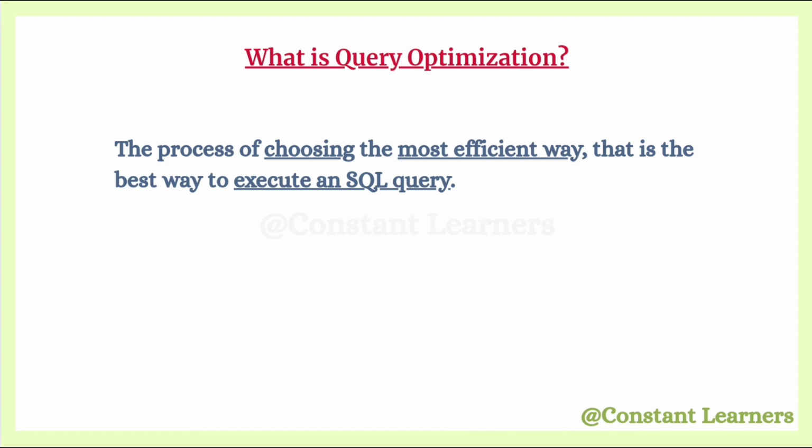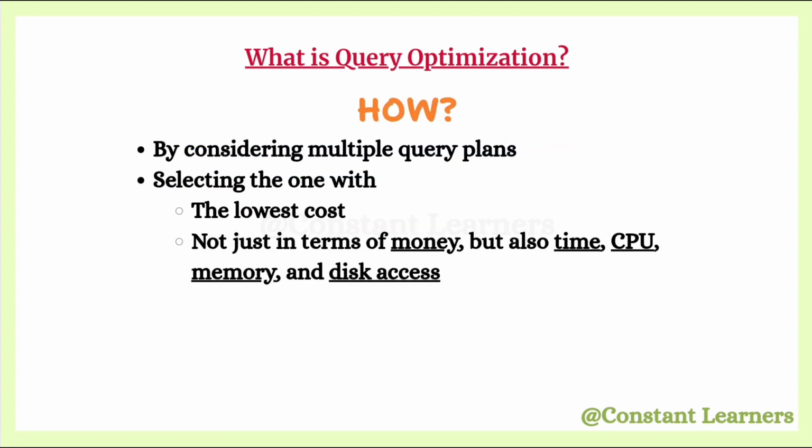So query optimization is the process of choosing the most efficient way, that is, the best way to execute an SQL query. And how does that happen? There are multiple ways of processing a query, but by selecting the one with the lowest cost, not just in terms of money, but also time, CPU, memory, and disk access, is known as query optimization.